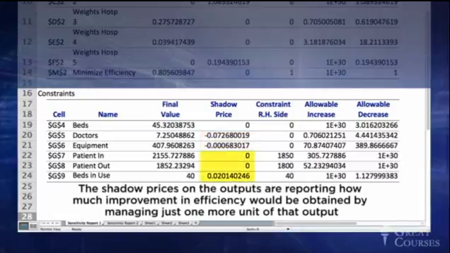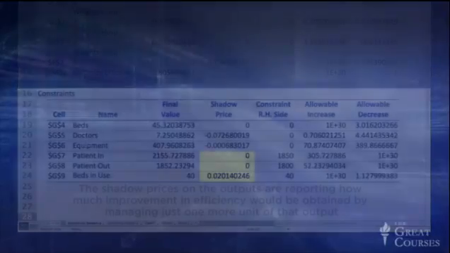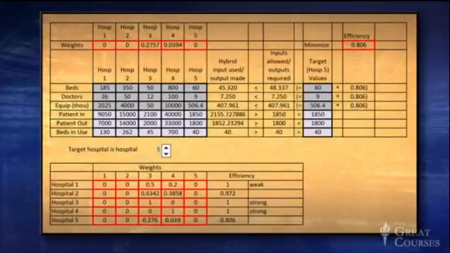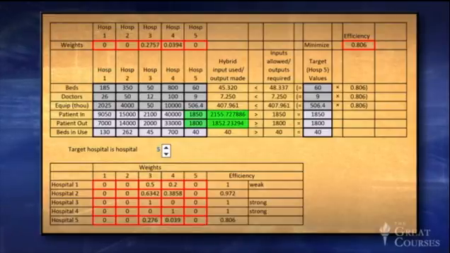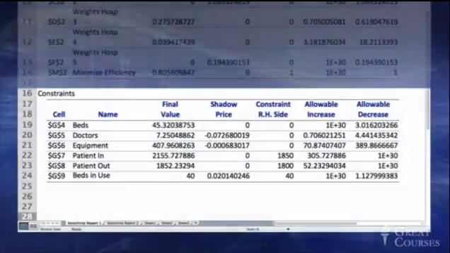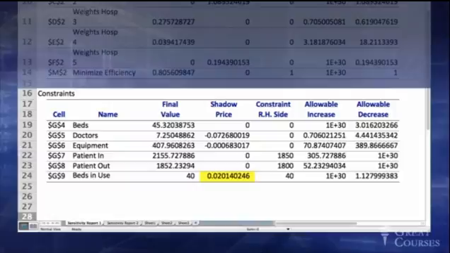Similarly, the shadow prices on outputs are reporting how much improvement in efficiency would be obtained by managing just 1 more unit of that output. From the report, we can see that the hybrid significantly outperforms Hospital 5 on check-ins and check-outs, so even if Hospital 5 improves somewhat in these regards, it doesn't help its relative efficiency. Using on average 1 additional bed per week, though, would increase its efficiency rating by about 2%, since the shadow price of this constraint is 0.02.